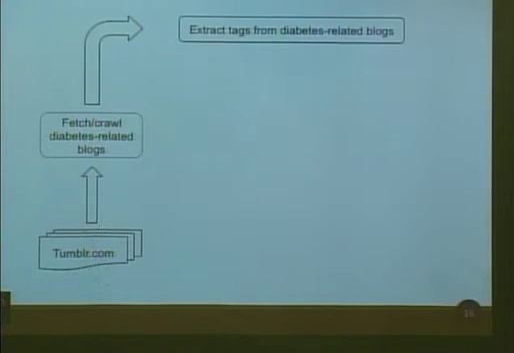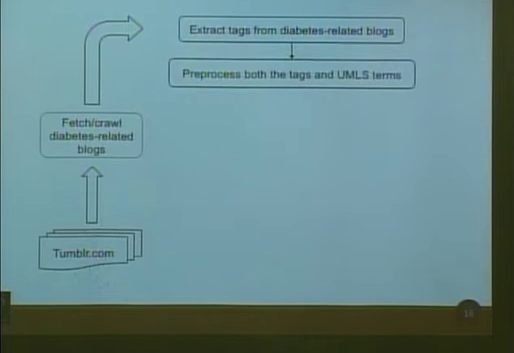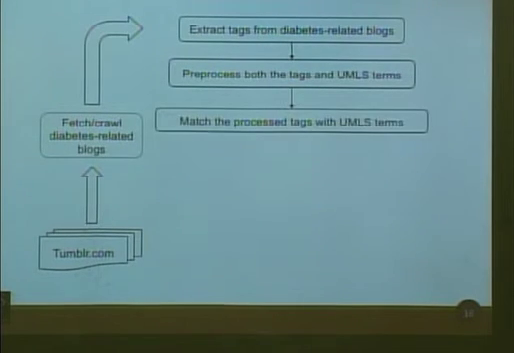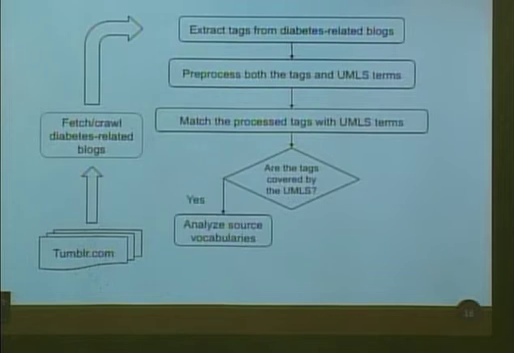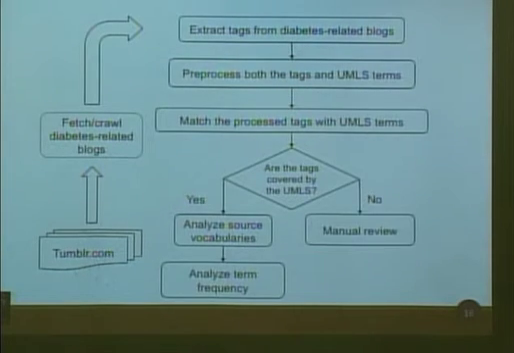So this is our analytical pipeline. We fetch the blogs from Tumblr, and we extract tags from these blogs. We pre-process the tags and UMLS terms because some tags may not exactly match a UMLS term. They may have some linguistic variations. We want to take that into consideration so that we don't miss any potentially matching UMLS term. Then we match the processed tag with the UMLS term, and assess if this term is covered by UMLS, and if it's covered, which terminology covers it, and what its frequency is. If it's not covered, we want to manually review it.